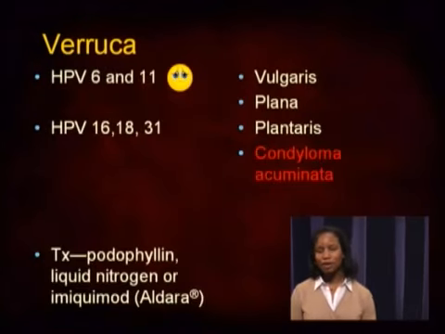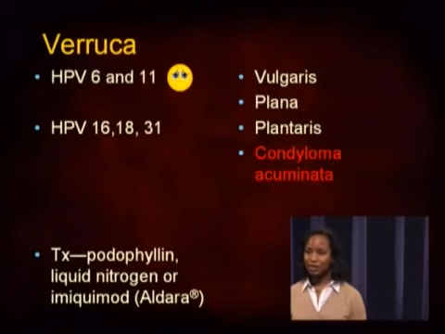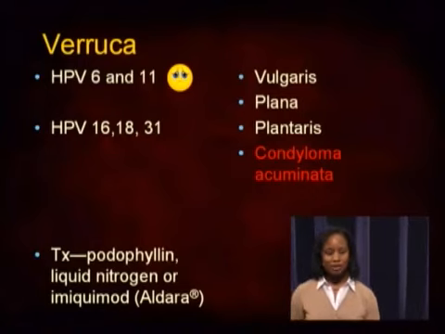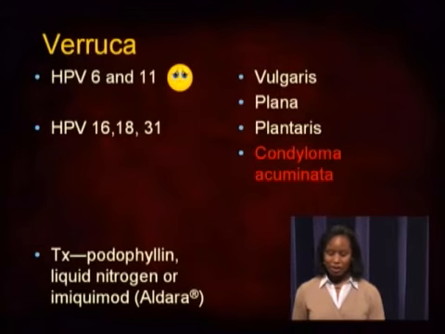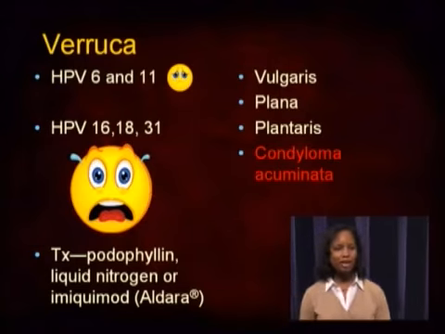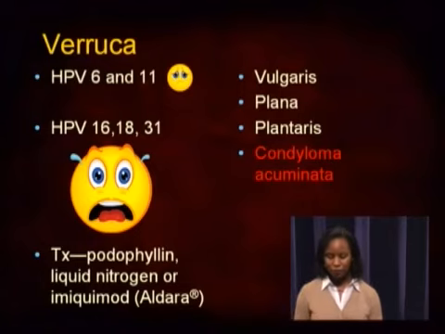And then condyloma acuminata, bad news all the way around, genital warts. HPV type 6 and 11 are the most common causes, and fortunately those are not associated with malignancy. However, 16, 18, and 31 are very bad news because those are associated with cervical cancer, but on the plus side, they are included in the HPV vaccine that's available now.